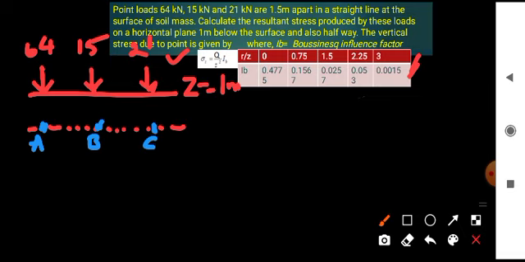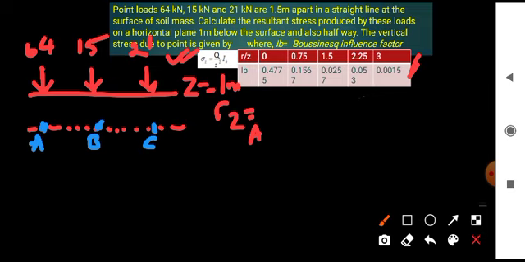Now the first one, I will write the equation here. Sigma z is equal to q divided by z square into Ib. I will consider sigma z at A now. There are three loads, so obviously all will come into picture: 64, 15 as well as 21.